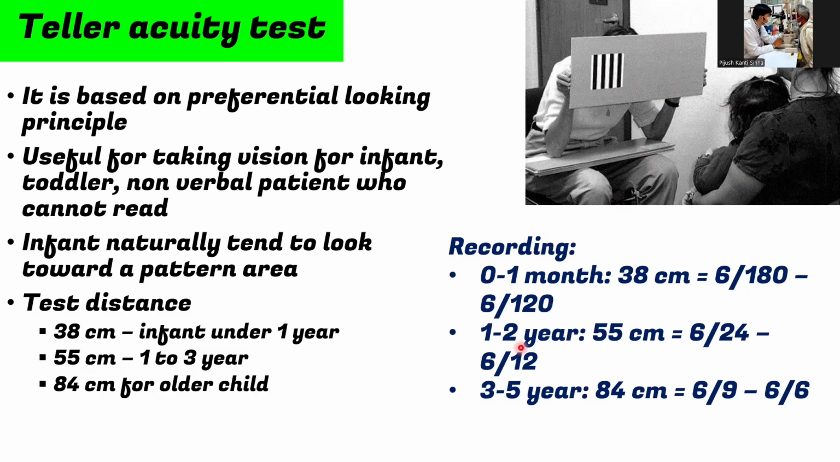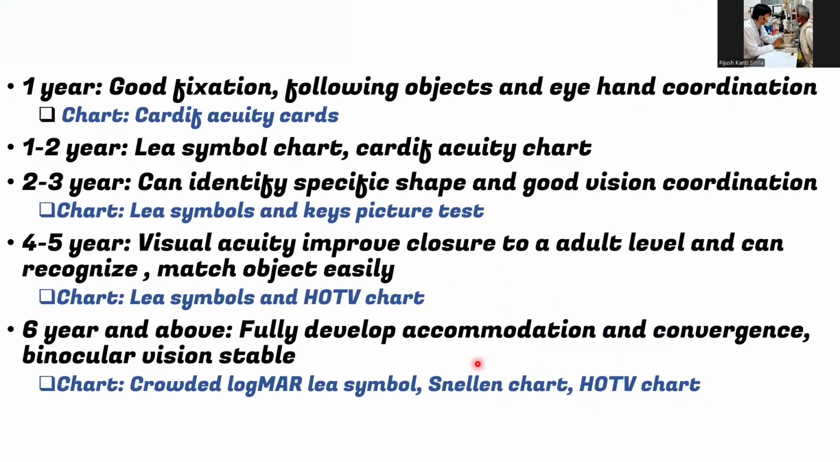But if the child's age is 1 to 2 years, I'm showing you only some examples of how to document it properly. So for 1 to 2 years at 55 centimeters, you will use this one. If the child is able to recognize all the cards, then you will write 6 by 24 or 6 by 12. And for 3 to 5 years, the distance will be 84 centimeters, and if the child is able to recognize it, you will write 6 by 9 or 6 by 6, something like that. At about 6 years, the child actually gets visual acuity similar to an adult level. It is 6 by 6 visual acuity.